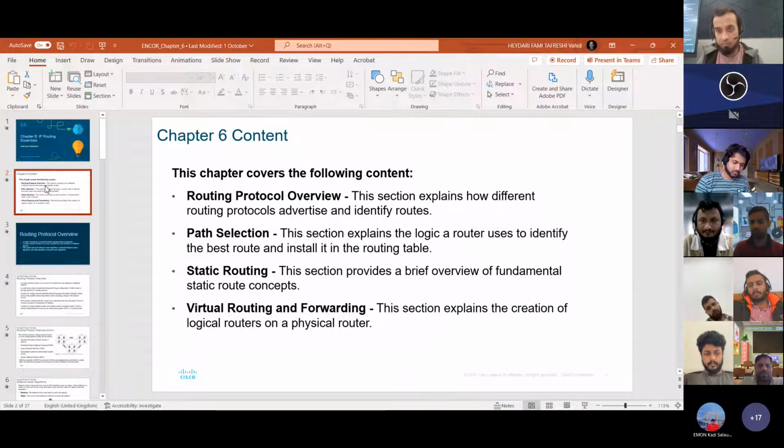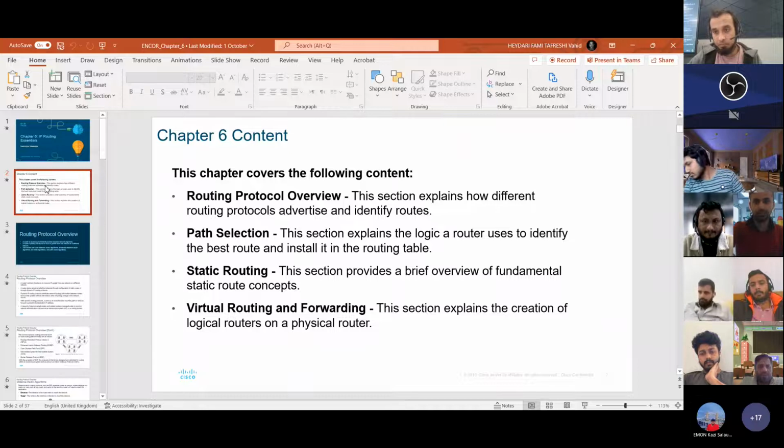with RIP, Routing Information Protocol, OSPF, Open Shortest Path First, and EIGRP.